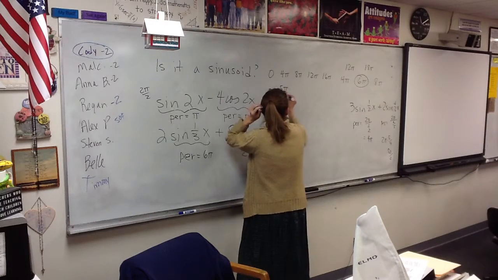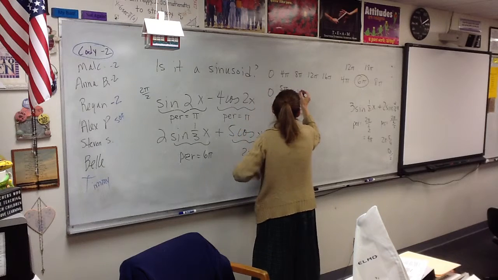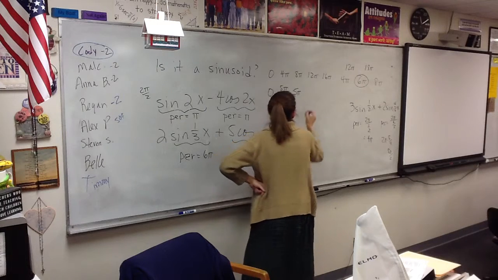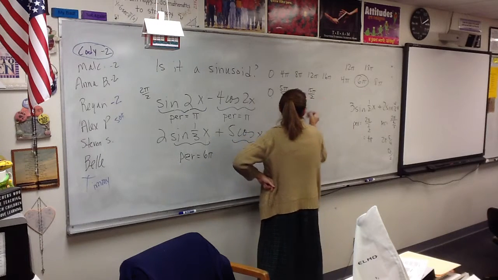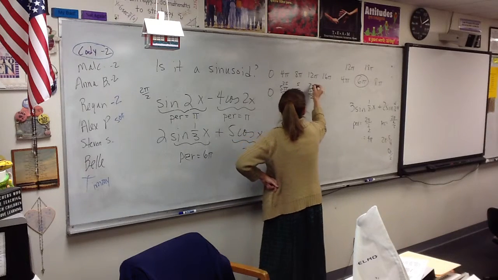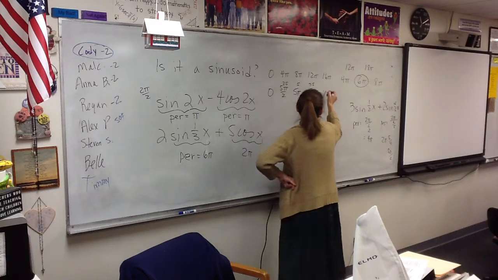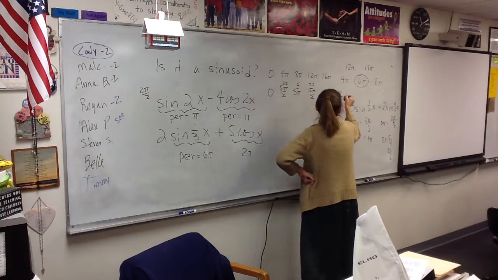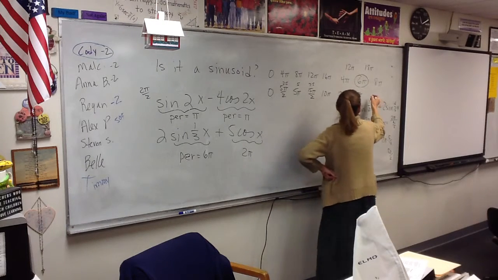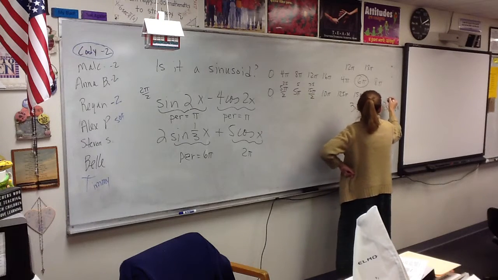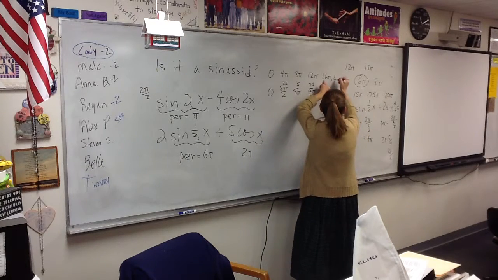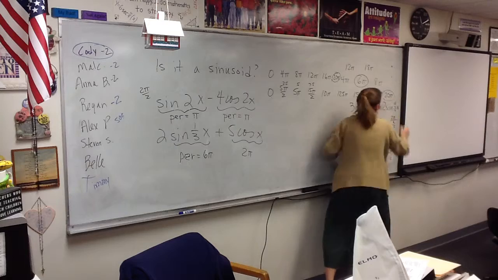0, 5 pi over 2. What would be the next period? 10 pi over 2, which would be 5 pi. And 15 pi over 2, right? Might help if I wrote 2.5, 5, 7.5. What's the next one? 10 pi. The next one will be 12.5. The next one will be 15 pi. What's the next one? 17.5 pi. 20 pi. Is 20 pi going to be in this list? So there's the period of the sum.